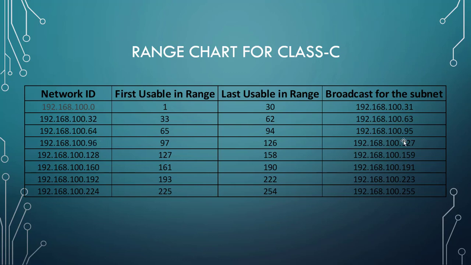So 96 minus 1 is 95, and then 64 minus 1 is 63, then 32 minus 1 is 31. And then we just fill in the middle. So we add 1 to 0, so 0 plus 1, and then 31 minus 1. So we add 1 from the left, we subtract 1 from the right, then we fill in the middle, and we're all set. Now, it's the exact same thing in a Class B, except we're dealing with the third octet.